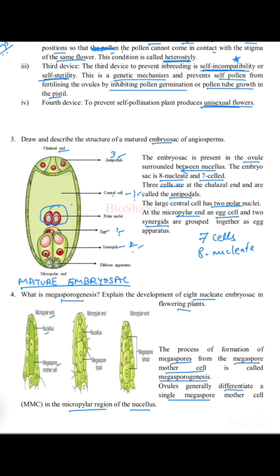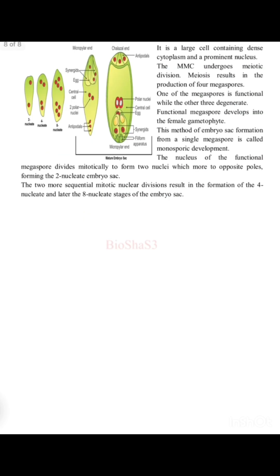You can see there is a division of the cells, then there is a formation of the megaspore tetrad, that is 1, 2, 3, 4. 4 cells are there, that is why it is called a tetrad. The MMC is a large cell containing dense cytoplasm and a prominent nucleus. The MMC undergoes meiotic division. Meiosis results in the production of 4 megaspores. One of the megaspores is functional while the other 3 degenerate. So this you have to remember: out of the 4 megaspores, only 1 is functional and the other 3 will degenerate.